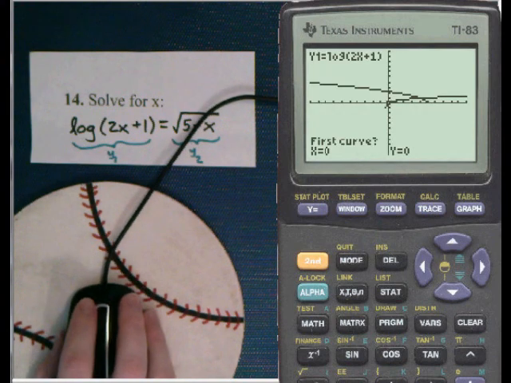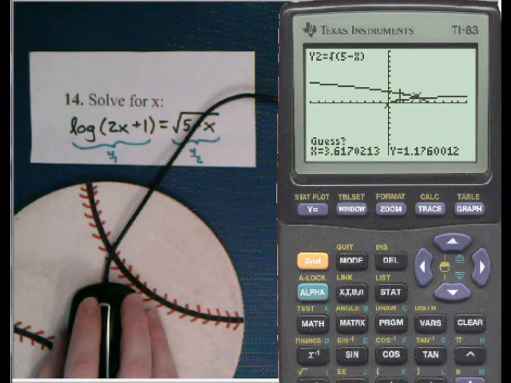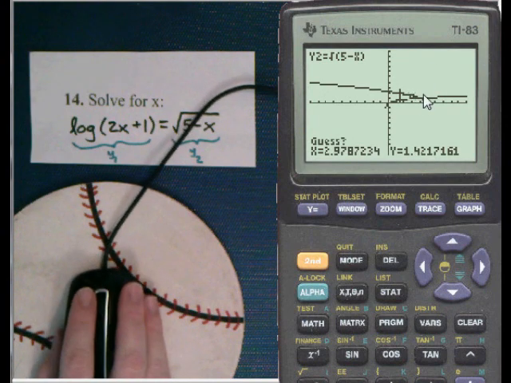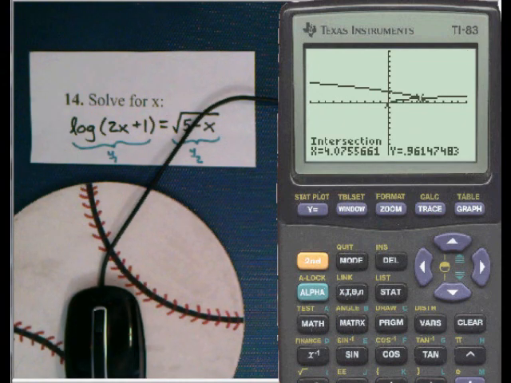It asks me first for the first curve. I'll scoot over so I can clearly see it. I'm going to use that one as my first curve. It asks me for the second curve, so it's trying to see which two graphs we want to find the intersection point for. And then guess. When they ask me to guess, they just want me to go about where I think the point's going to be. Since that point's probably right around there, let's go right like that, press enter, and it will do the calculating for me.